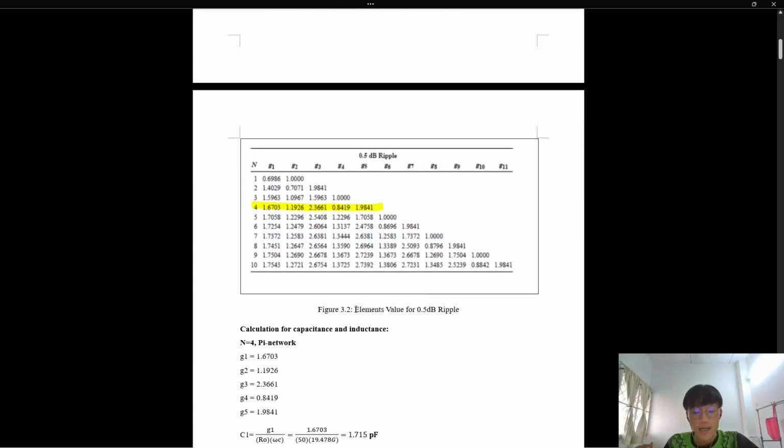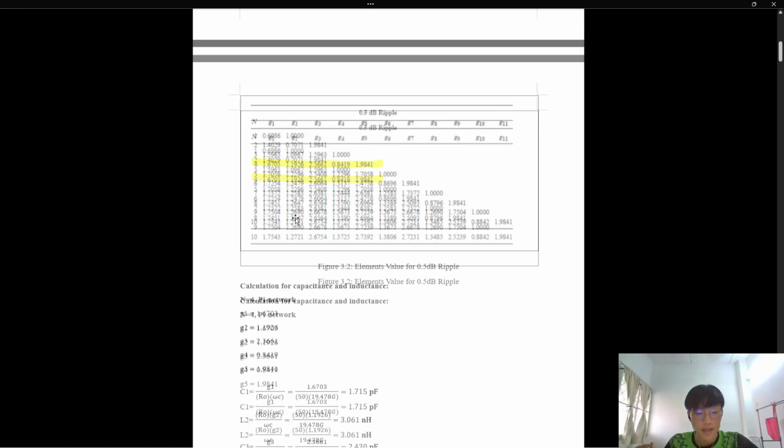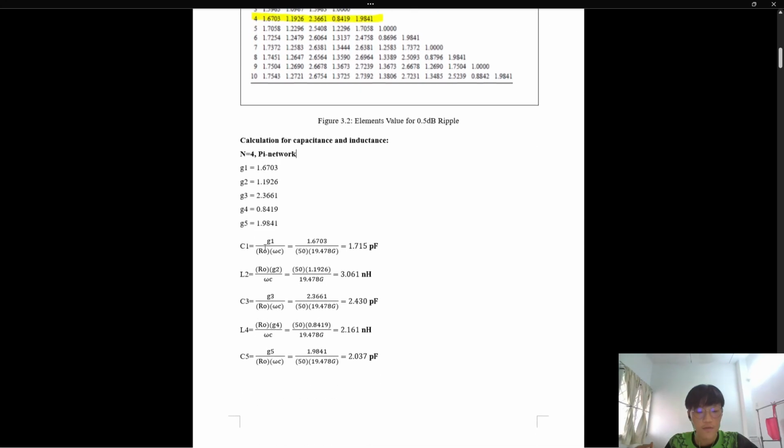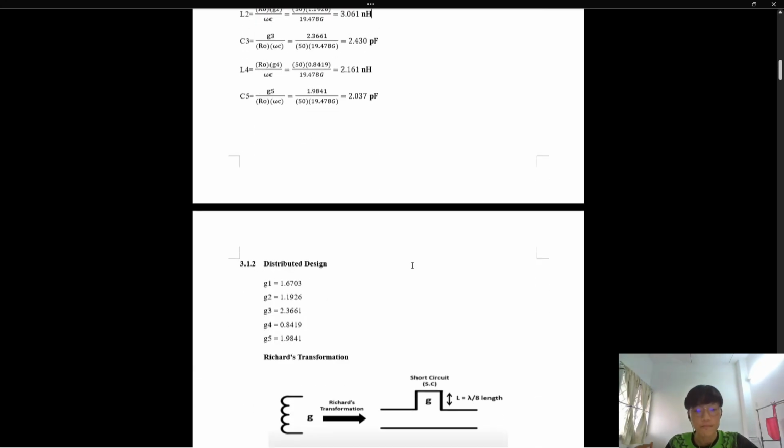By looking at the element values for 0.5 dB ripple, since we get the value of n equal to 4, we can get all the values of G1 until G5, and we list them down here. Since we're using the pi network, there will be 3 capacitors and 2 inductors. Then by using the formulas, we can get all these values. If you plot them using the software, you can get the low pass filter successfully.